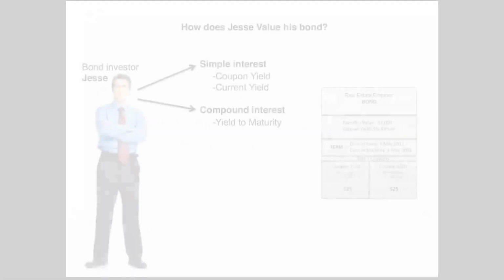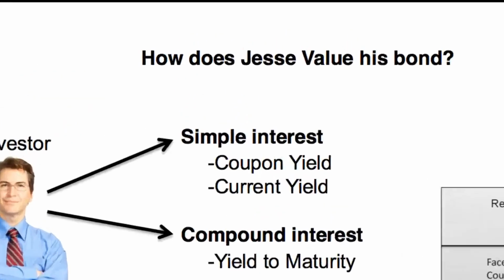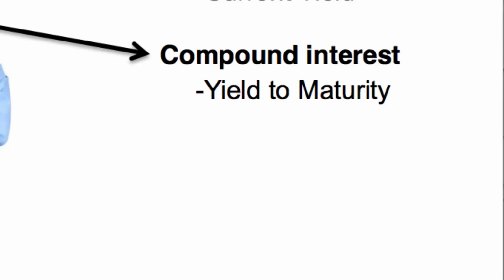So let's get started. As you can remember from the second lesson, we have our bond investor, Jesse. And Jesse has his bond from Real Estate Empires, and we're going to look at different ways in which Jesse can value this bond. So really there's 2 different ways. You can look at the simple interest or you can look at the compound interest.